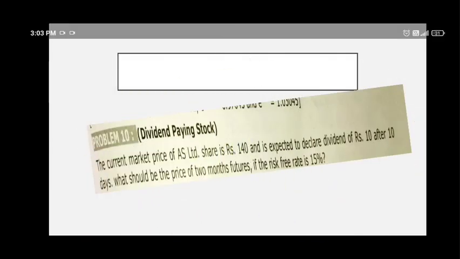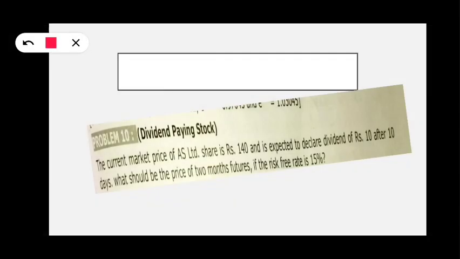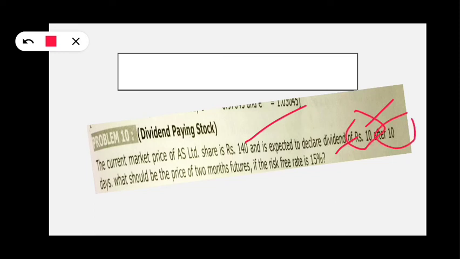Next slides, next problems. So when dividend is paid, we know P minus I into e power R into N. So this is the formula, and the current market price is 140. And dividend is rupees 10, that is after 10 days. What would be the price of the future? See here, 10 rupees after 10 days.